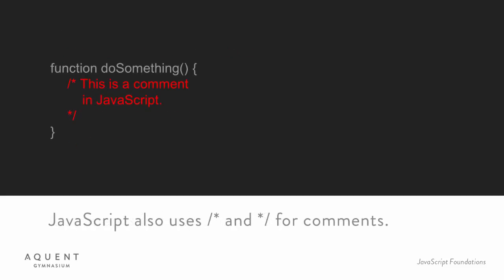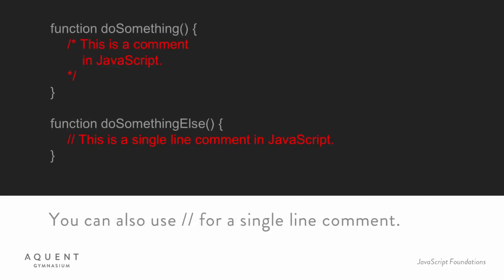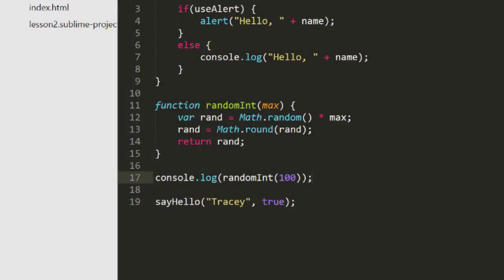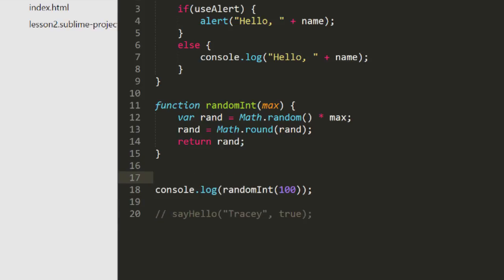JavaScript also uses these /* type comments that CSS uses. In addition, you can turn any single line into a comment by starting it with a double //. When JavaScript sees this //, it completely ignores that line. You can use this for temporarily disabling a line of code. In Sublime Text, Control or Command plus the / is a shortcut for creating a comment. Note that it also turns all the text on that line gray, for a visual indication that this is no longer functioning code.